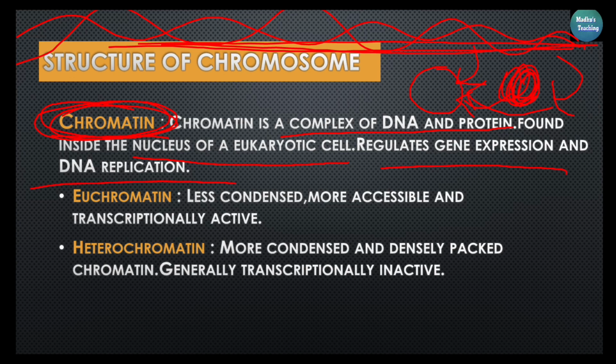And there are two forms of chromatin: one is euchromatin and the other is heterochromatin. Euchromatin is less condensed and transcriptionally active, because the genes present in euchromatin are loosely packed, so it allows for transcription. That's why they are more accessible. While heterochromatin is more condensed and transcriptionally inactive, because the genes present in heterochromatin are tightly or densely packed. So that's why they are transcriptionally inactive.